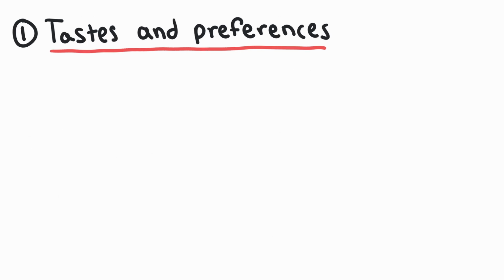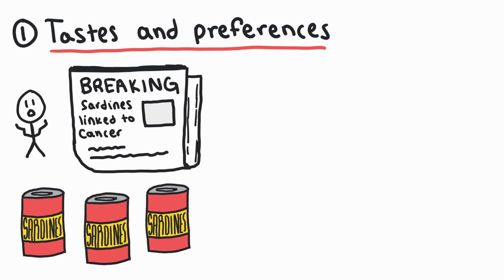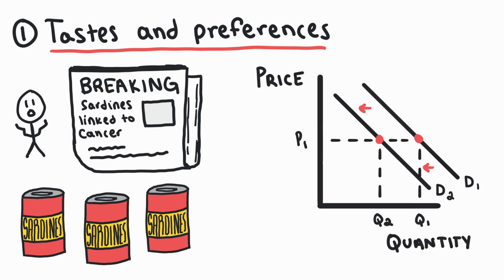First, tastes and preferences. Let's use sardines as an example here. Suppose a report finds that sardines are linked to cancer. Well, as you might expect, fewer people are now interested in buying sardines, and this leads to a leftward shift of the demand curve. Even at the same price of P1, we have fewer willing buyers.